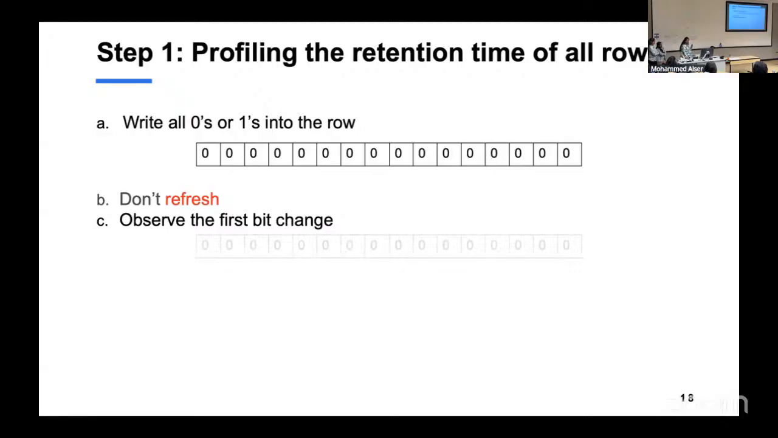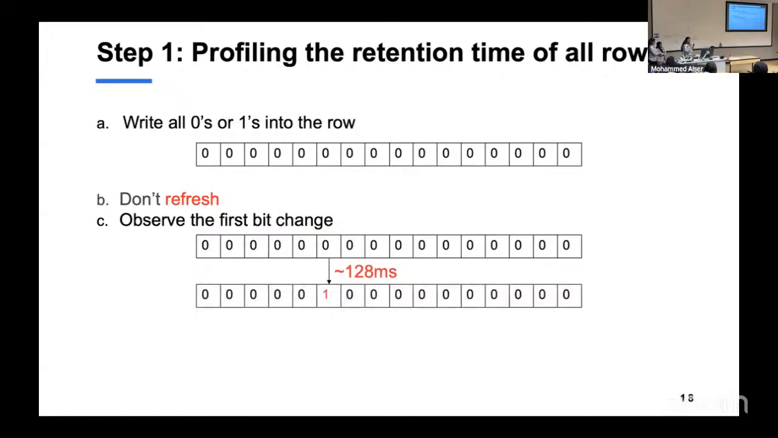In this image you can see that after 128 milliseconds the fifth bit changes from 0 to 1. So we can understand that for this row address, at 128 milliseconds or less, it is going to leak the charge. This is how we note down the retention times of those rows. This is step 1, the profiling part. We calculate the retention times and store them.